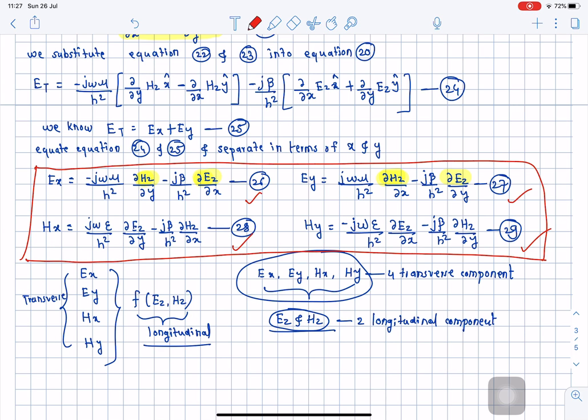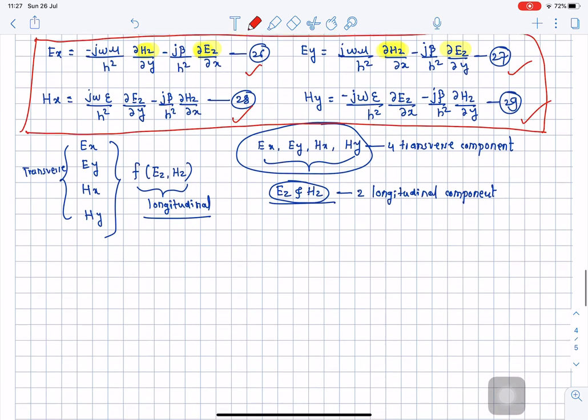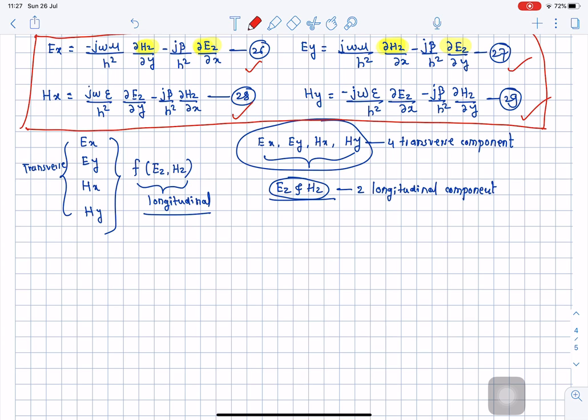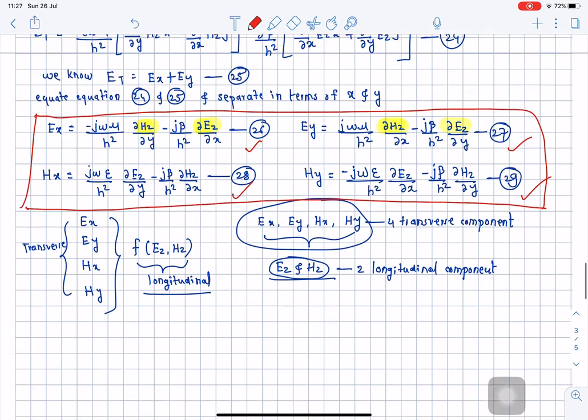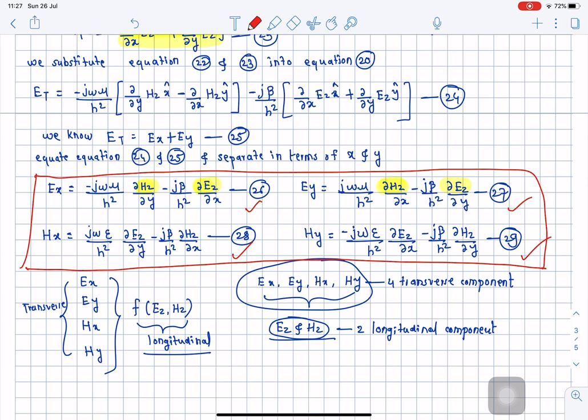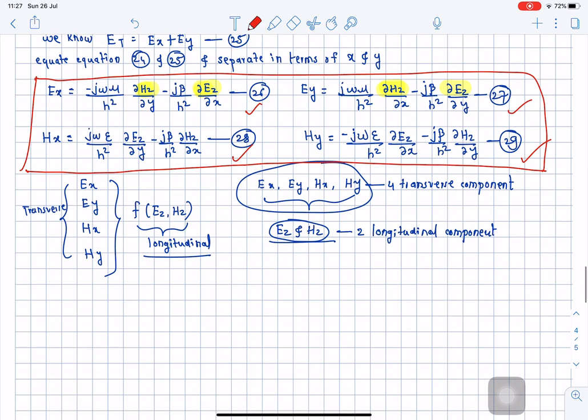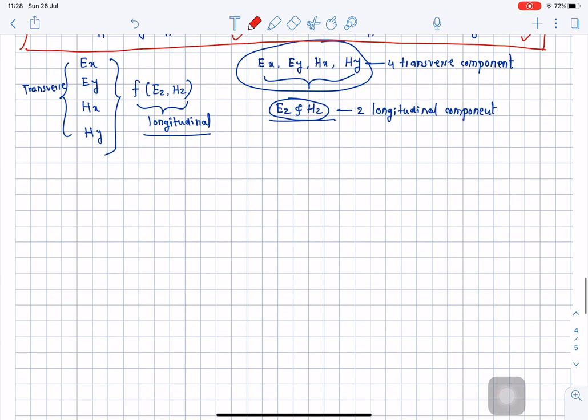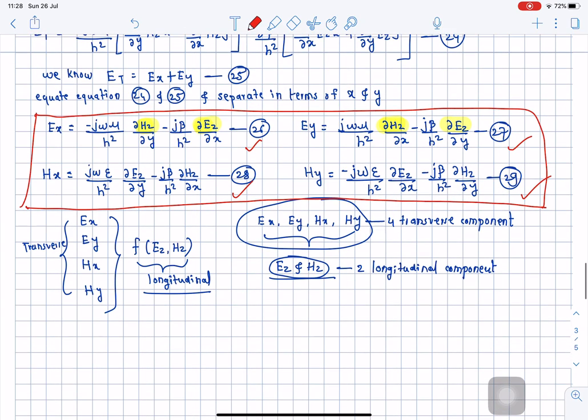So within the next 10 or 15 minutes I will show you a brief technique, or you can say a trick, in order to remember these four general equations in a short way. I will now tell you the trick to remember equations 26, 27, 28 and 29. You need not learn these equations by heart, because they are very difficult to memorize. There is an easy technique to recall and remember these four equations, which I will be telling you right now.